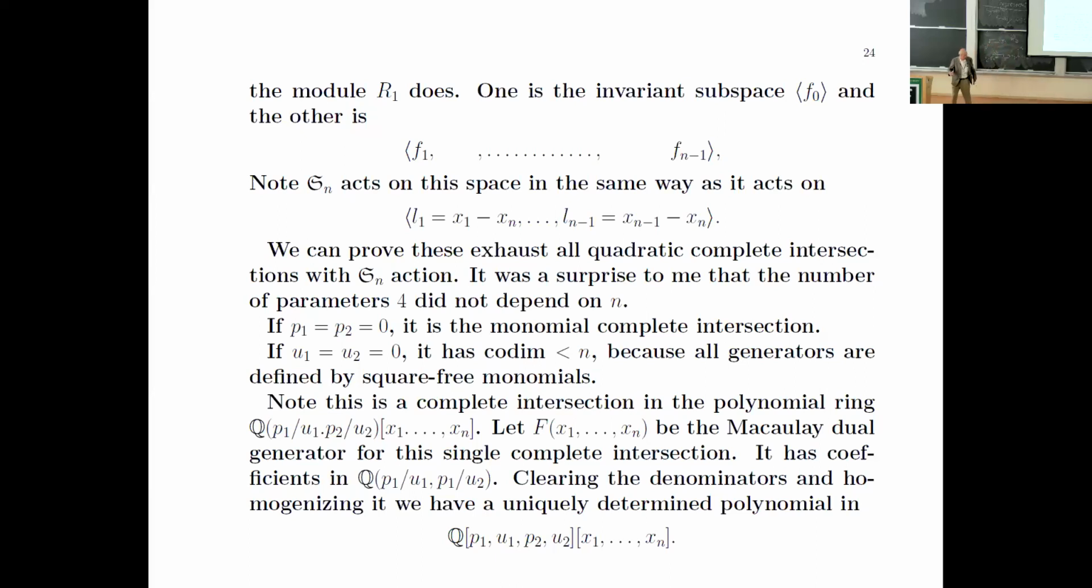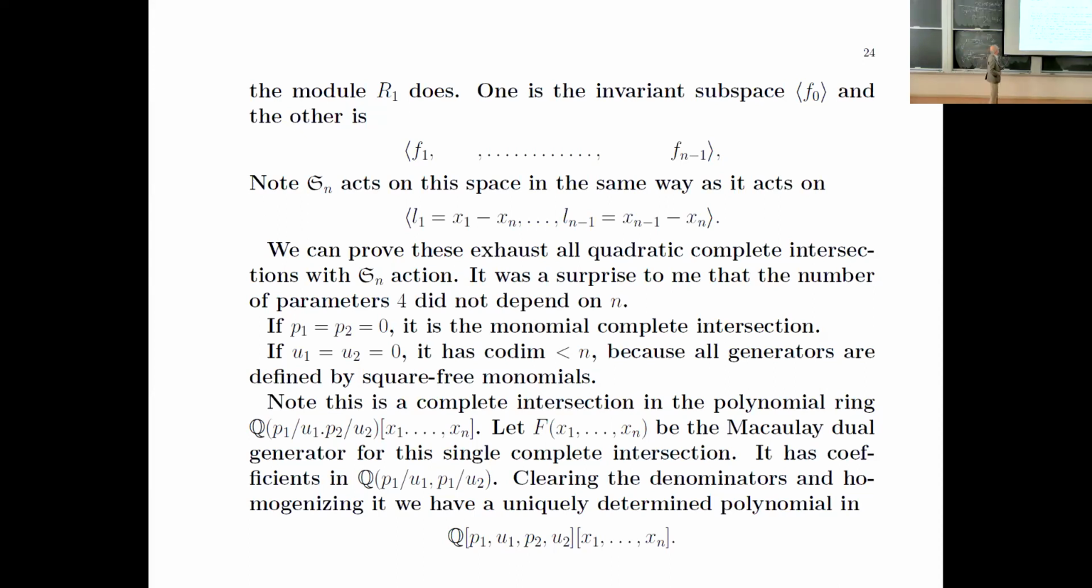these exhaust all quadratic complete intersections with Sn action as a permutation representation. It was a surprise to me that this number 4, I mean, there are two parameters, actually, U1, U2, P1, P2, 4 parameters are involved. It was independent of the number of variables.